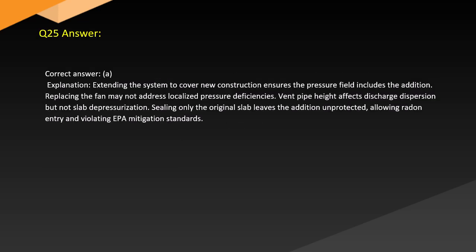Answer. Correct answer: A. Explanation. Extending the system to cover new construction ensures the pressure field includes the addition. Replacing the fan may not address localized pressure deficiencies. Vent pipe height affects discharge dispersion but not slab depressurization. Sealing only the original slab leaves the addition unprotected, allowing radon entry and violating mitigation standards.